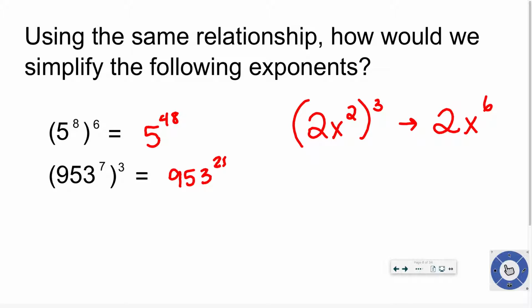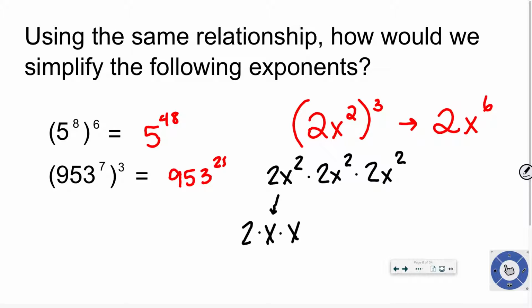So this is going to be 2x squared times itself 3 times. And then we can go a little further. This is the same as 2 times x times x, this is the same as 2 times x times x, and this is the same as 2 times x times x. So let's put it back together now. What do I got? And then x to the 6.